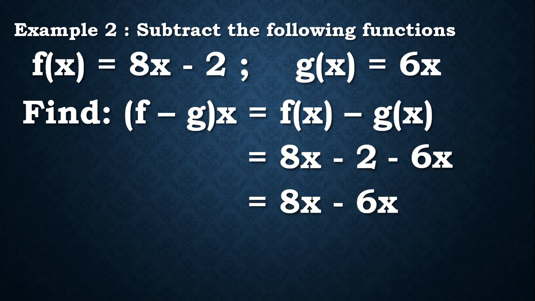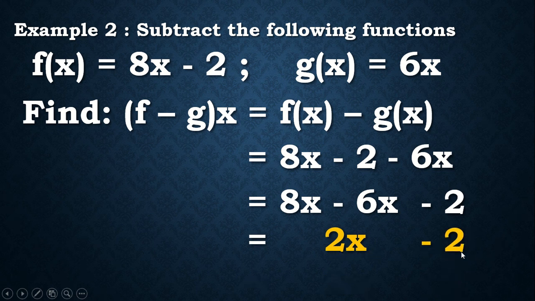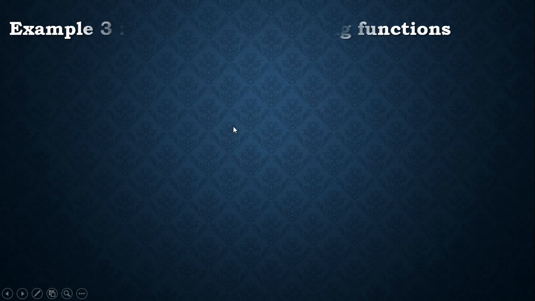And then we have to combine like terms, 8x minus 6x. They are like terms because they have the same variable, which is x, and the exponent of 1. Understood that there is an exponent of 1 here. And then minus 2. And then we have to add this. So 8 minus 6, we have 2. So we have 2x minus 2. This will be the answer for example number 2: 2x minus 2.